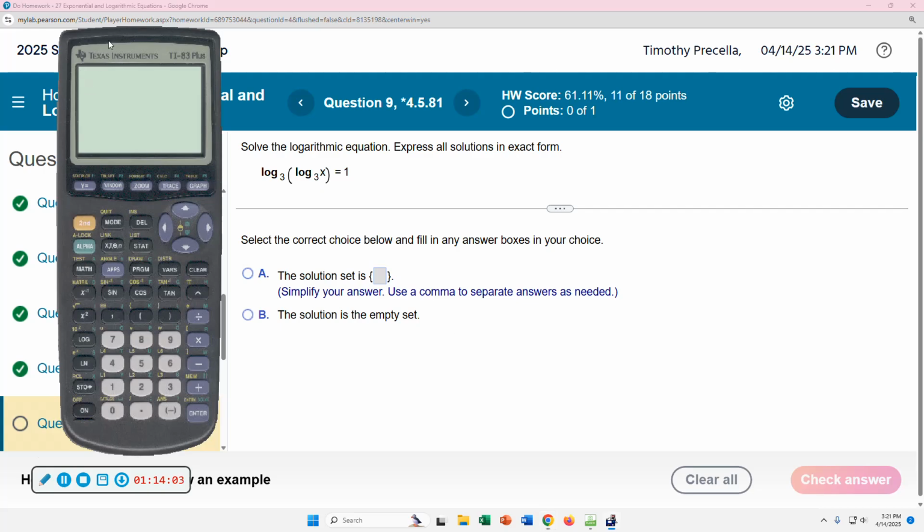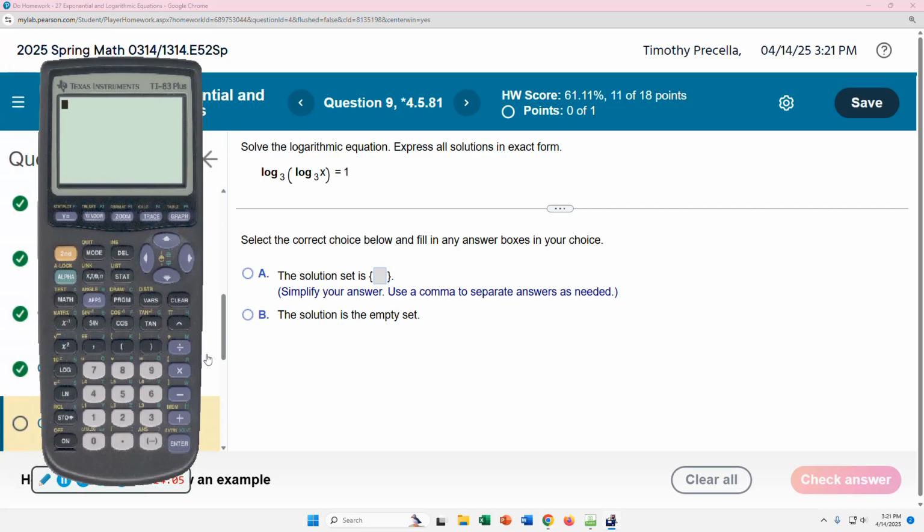Okay, look at this. Don't say anything, just be thinking about it. And log base 3 of log base 3. You told me not to say anything, but I am going to say something.